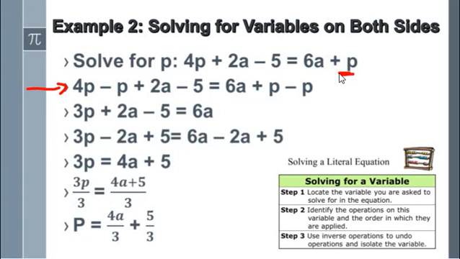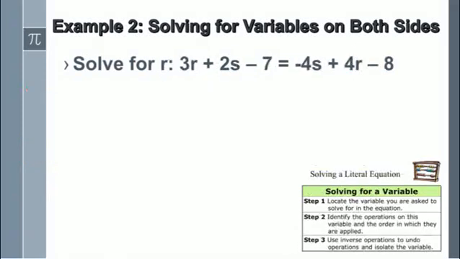Now they don't want that 2a minus 5 there. They want to get that away from 3p. So in the next step, they're going to subtract 2a and add 5 to both sides. And when they do that, they end up with 3p equals 4a plus 5. And then the last step, to get p by itself, divide by 3 on both sides, and they end up with p equals 4a divided by 3 plus 5/3.